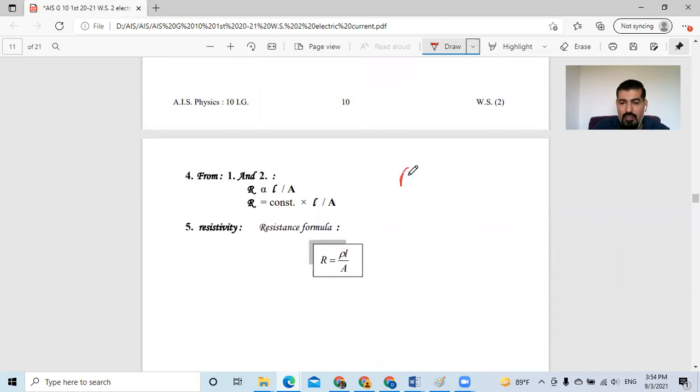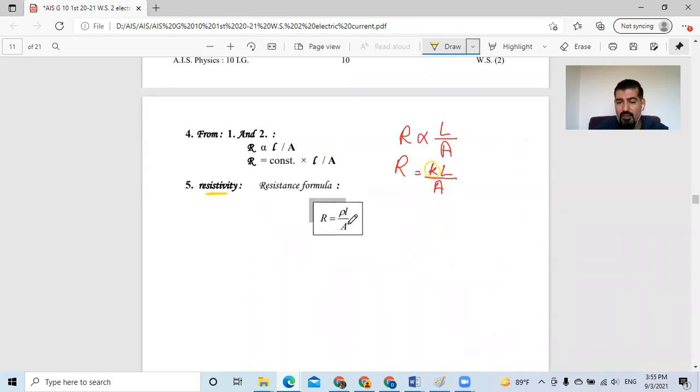Now, from 1 and 2, we can put them together. We know that resistance is directly proportional to the length and inversely proportional to the cross-section area. That means we remove this proportional sign and put an equal sign. So R equals a constant multiplied by the length divided by the area. This constant depends on the material itself. They call it resistivity. It's not included in our syllabus. So the resistance equals resistivity times length over area.